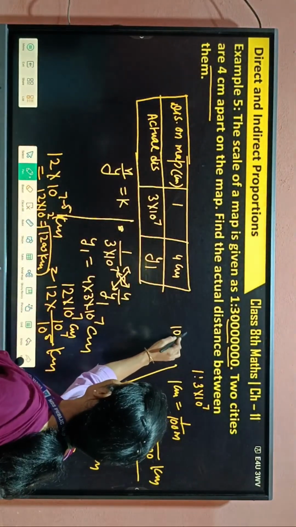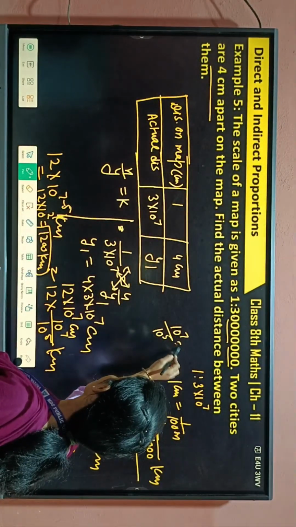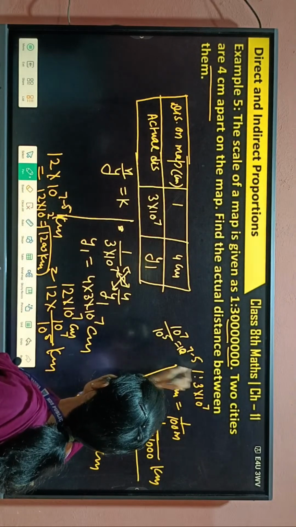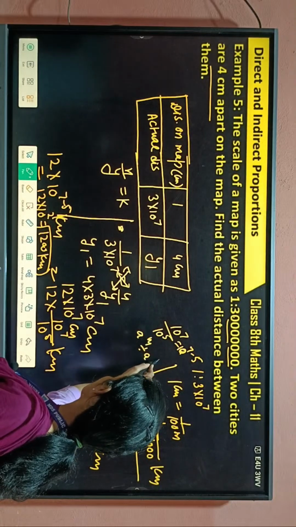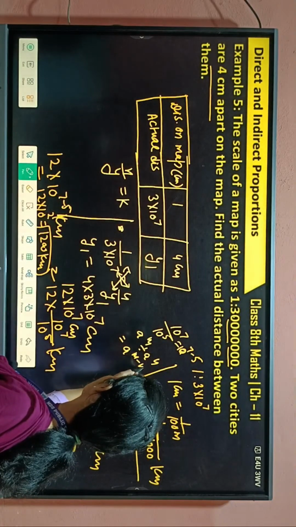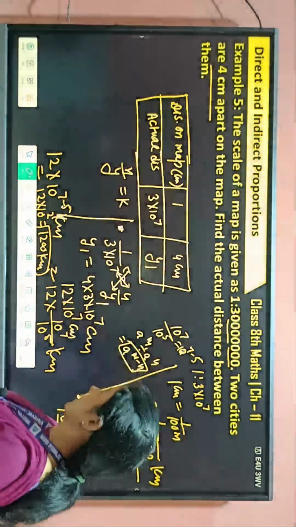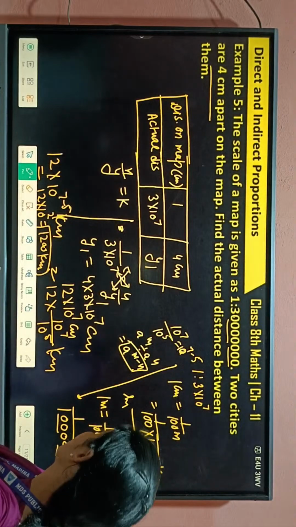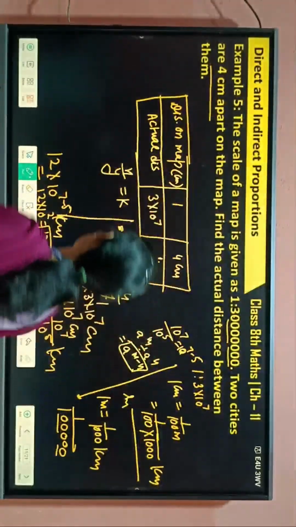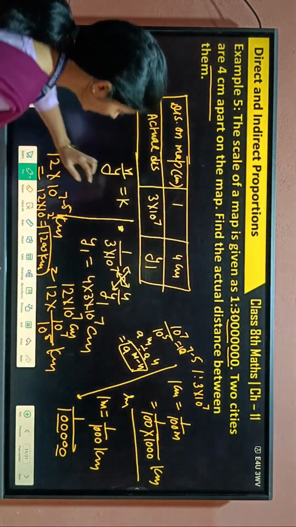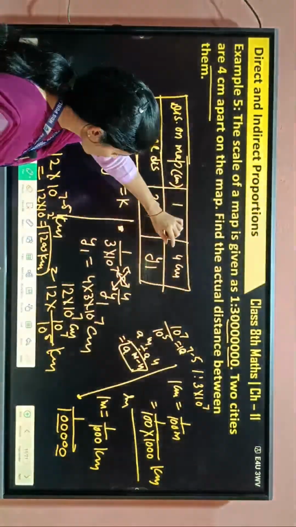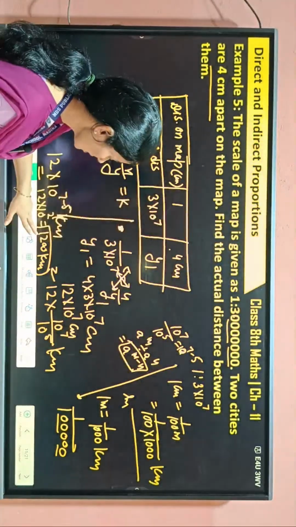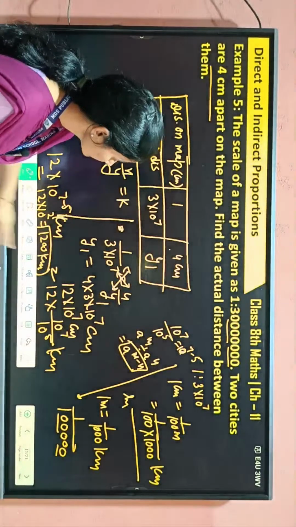This 10 raised to power 7 by 10 raised to power 5 can be written as 10 raised to power 7 minus 5. A raised to power m divided by a raised to power n is equal to a raised to power m minus n. Using this law of exponents, we have done it already. Hope you have understood this question. These two cities will be 1200 kilometer apart. If distance on map is 4 centimeter, then actual distance between the two cities is 1200 kilometer.